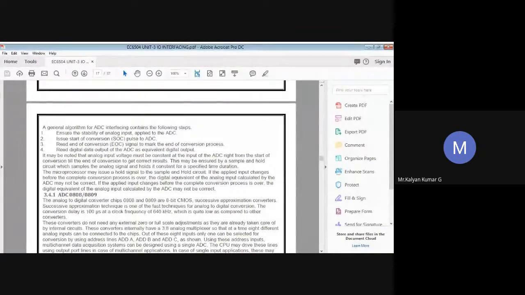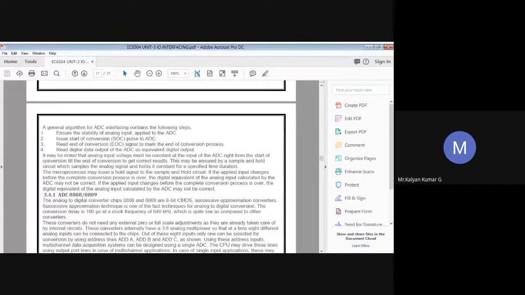When performing this process, once the higher order bits are determined, the lower order bits will be set to 0. After one complete cycle from MSB to LSB, the data available in the successive approximation register will be the digital equivalent of the given analog signal. So there is a simple way of converting a given analog signal to digital signal, and we have an IC available.